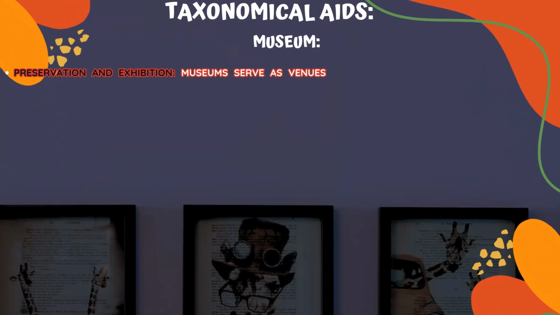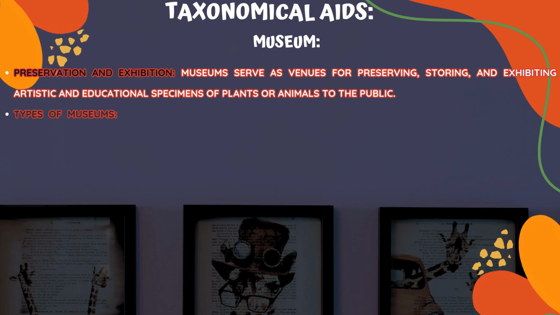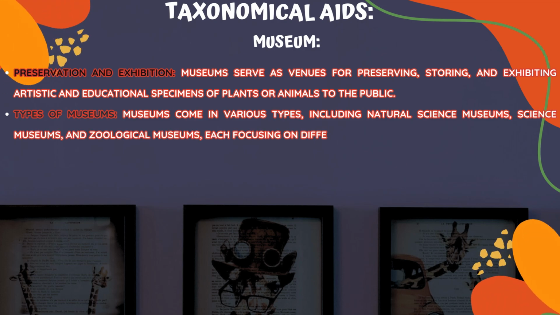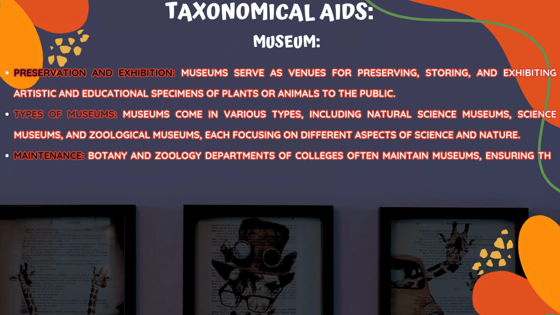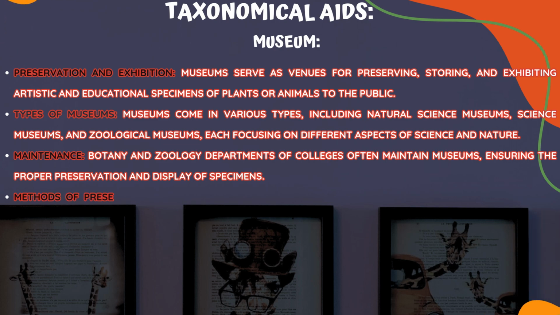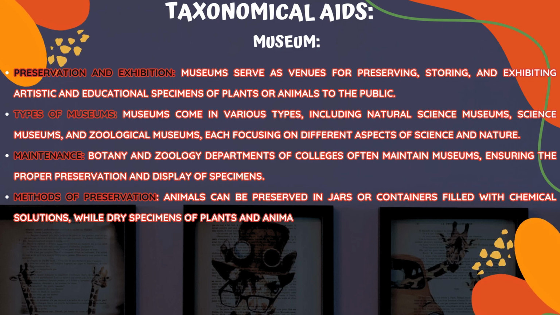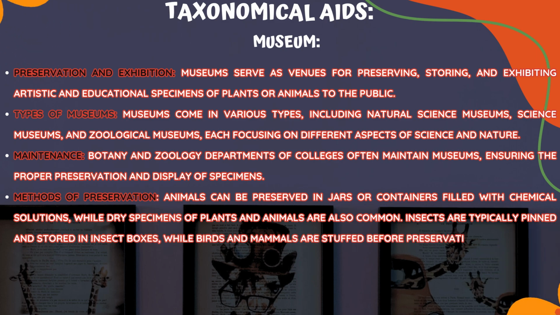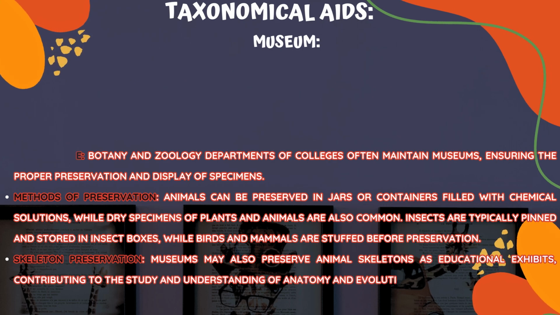Museum. The museum is a place where artistic and educational plants or animals are preserved, stored, and exhibited to the public. Museums are of various types that include natural and science museum, zoological museum. The botany and zoology departments of all colleges' museums are maintained. Animals can also be preserved as they are placed in jars or containers having chemical solutions which help them to preserve for a longer time. The specimens are then identified and labeled and are then stored after their catalogue is prepared.